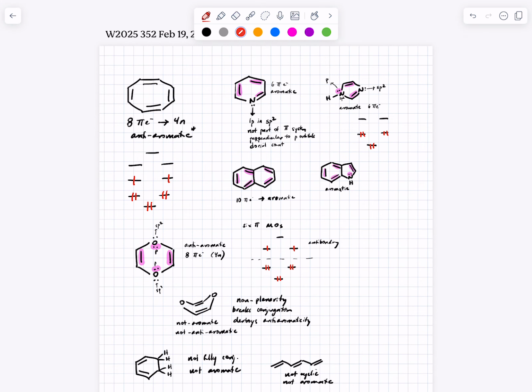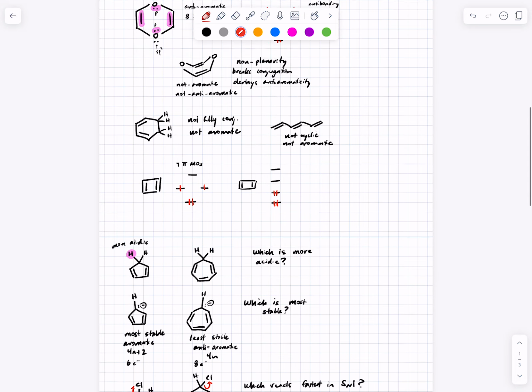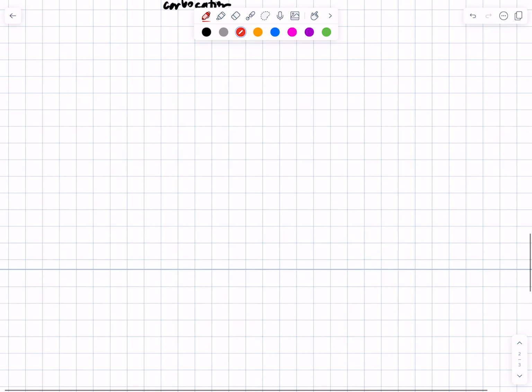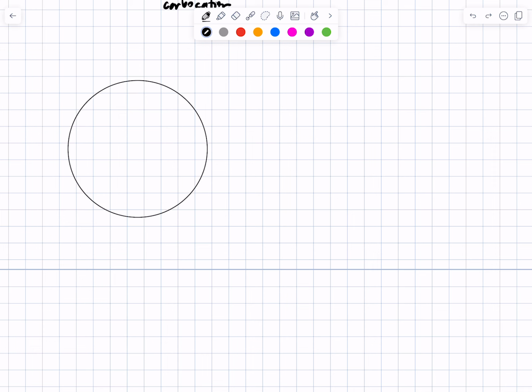If you forget it, there's a pretty simple mnemonic device you can use. It's in the text. I don't want to spend more than a couple of minutes on it. It's called the Frost circle, or the inscribed polygon method. And basically, it's kind of neat because you draw a circle. You don't actually need to draw the circle, but you draw a circle, and then you draw the shape of the ring.